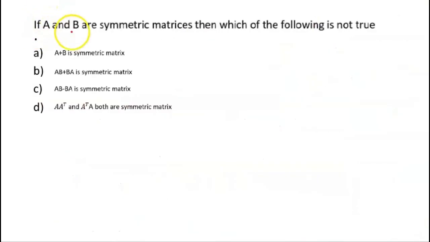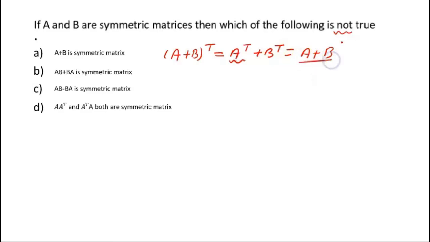So if you look at this question, if A and B are symmetric matrices, then which of the following is not true? So the first option is A plus B is a symmetric matrix. So we know that if we have to prove that A plus B is a symmetric matrix, I can take the transpose of A plus B, and using the property of transpose I can write A transpose plus B transpose, and since A and B are symmetric, A transpose is equal to A and B transpose is equal to B. I hope you understand that a matrix is said to be symmetric if A transpose is equal to A. So that is the definition for the matrix to be symmetric.